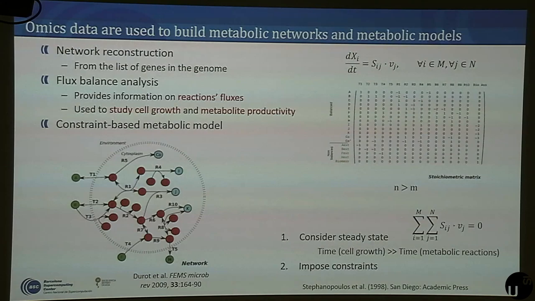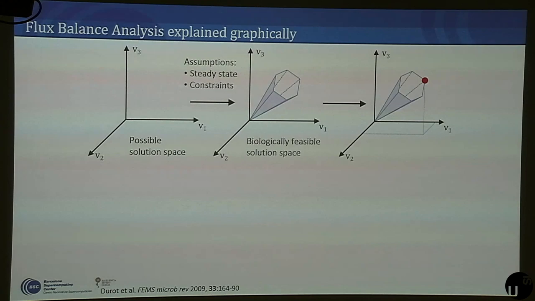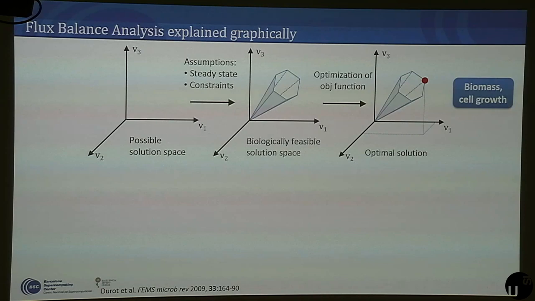As I'm not a mathematician, I prefer to see things graphically. So imagine that you have three fluxes, and you have the possible solution space of these three fluxes. When you apply steady state and constraints, what you get is a convex hull, which is the biologically feasible solution space.